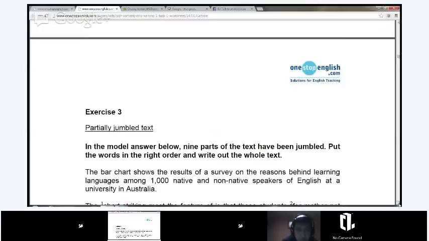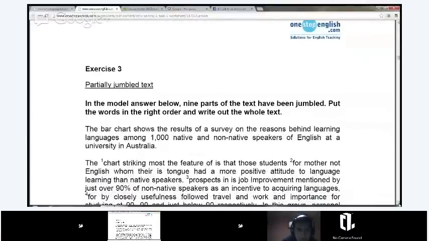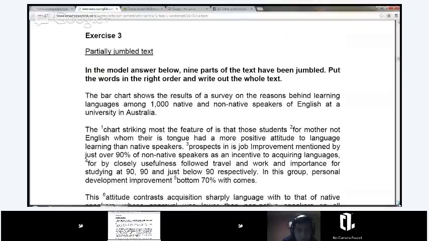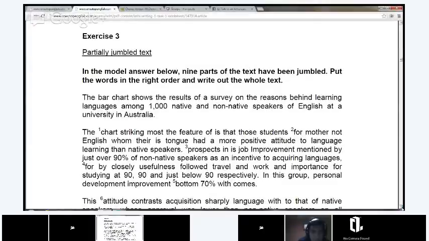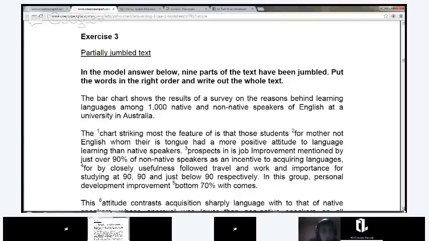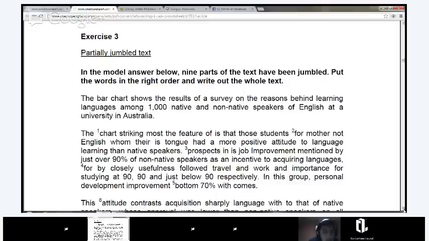Oh, yeah, I was hoping we would get to do this. This stuff's fun. Okay, so we have some jumbled text that you guys are going to figure out how to put in the right order, because right now it makes absolutely no sense.